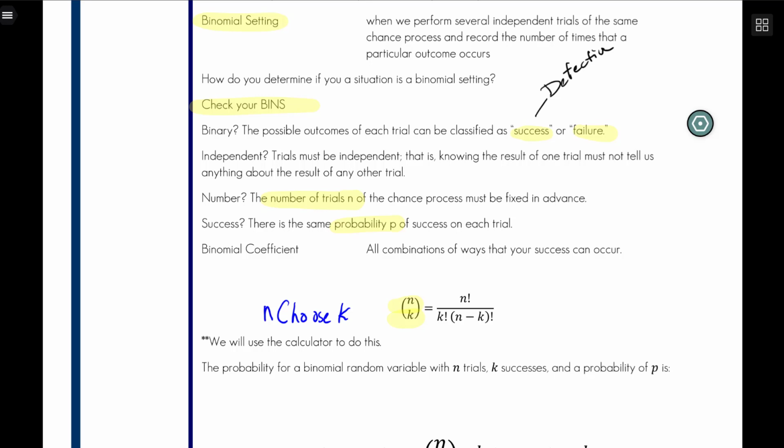And how many times can that occur? From 24 parts, choose 2 to be success. So that's 24 choose 2. How many different ways can that happen? Could be the first and second, first and third, first and fourth, and so on and so forth. This looks really complicated, right?